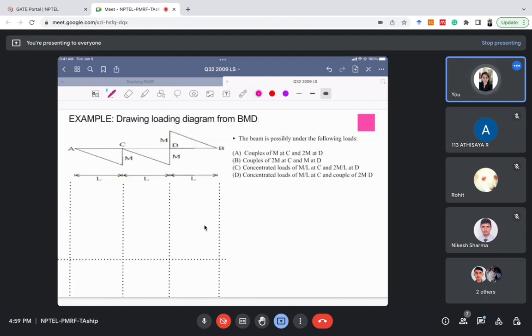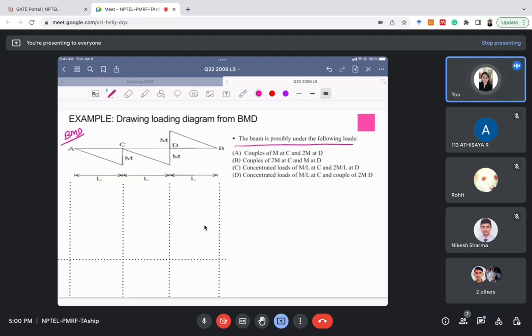I hope time is over. But quickly, do you want to tell me this answer? So this is a BMD diagram, right? It is a BMD diagram which is given to you. The question they are asking is, the beam is possibly under which of the following loads? Options are couples of M at C and 2M at D, couples of 2M at C and M at D, concentrated loads of M by L at C and 2M by L at D, or concentrated load of M by L at C and couple of 2M at D.